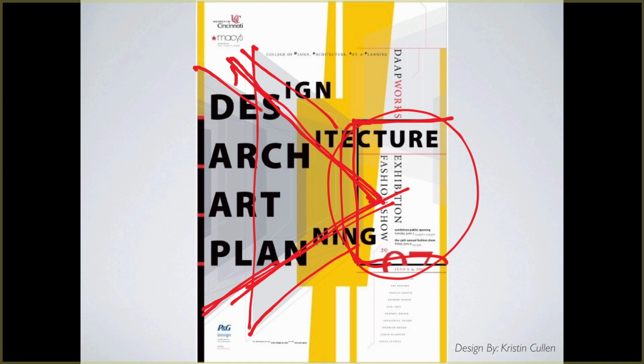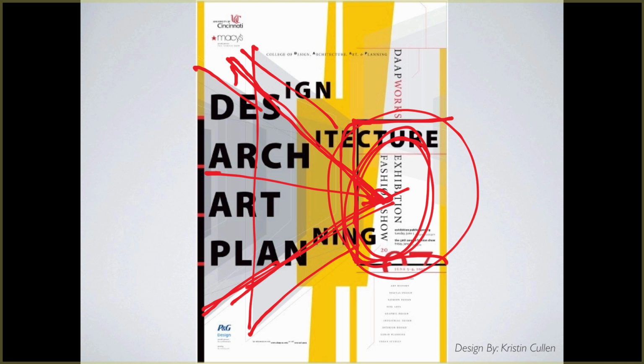So it doesn't really matter that it's design, architecture, art, and planning. We kind of get that. We can glean that really quickly. But right in here, after we get directed into this point, there it is, exhibition, fashion show. So the elements on the page are leading us to what is this about?